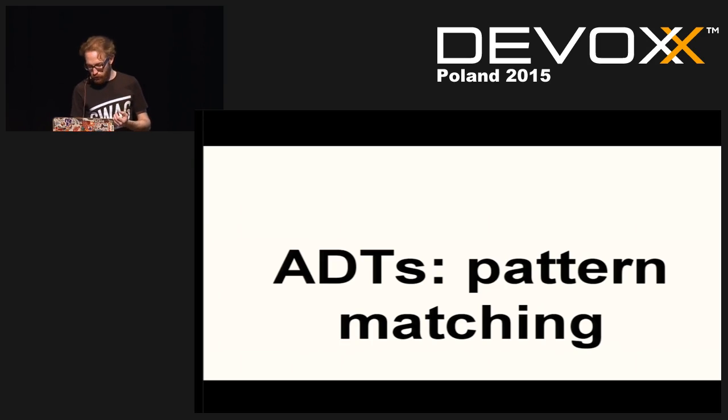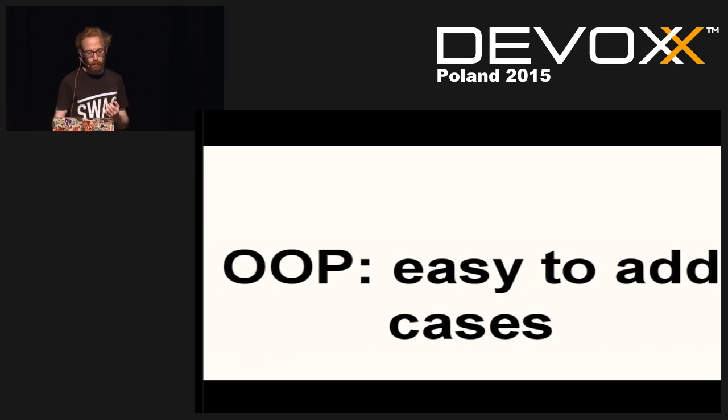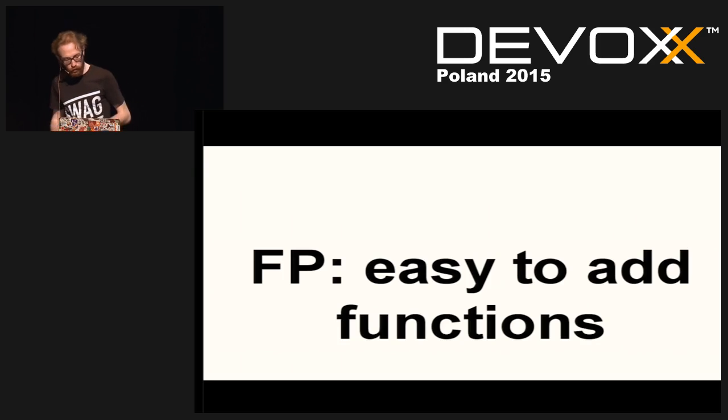In practice, it means that in OOP, it's easy to add cases. If you want to add a new case, you just drop in a new class, which extends your interface, and then you implement every method. In FP, on the contrary, it's easy to add functions. If you want to add a case, then you have to go through every pattern matching, but if you want to add a function, you just add a new function.